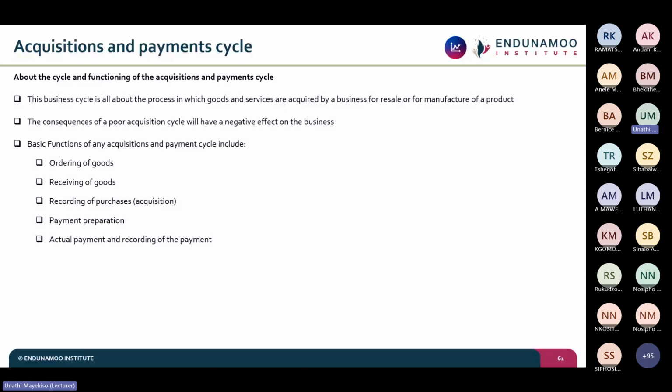So the functions in the acquisitions and payment cycle would include ordering the goods, receiving the goods, recording of your purchases, which is the actual acquisition, payment preparation, and then the actual payment and recording of that payment, which is the accounting function. For each of those departments with those functions, there are different documents being used and different employees designated or tasked to perform those specific functions.